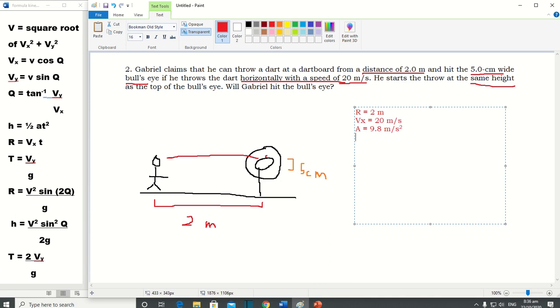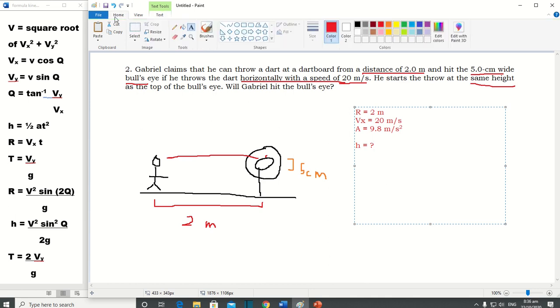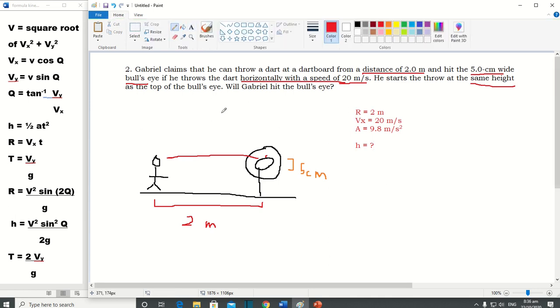So, ang hinahanap natin ngayon is yung height. Height ng projectile o height ng motion ng dart. So, dito na lang, insert natin dito. Gaano kataas yung lipad ng dart? Kasi kung gaano kataas yung lipad ng dart, based dun sa motion niya, sa projectile motion niya, dun tayo magbe-base kung tatamaan niya ba yung 5 cm wide na bullseye.